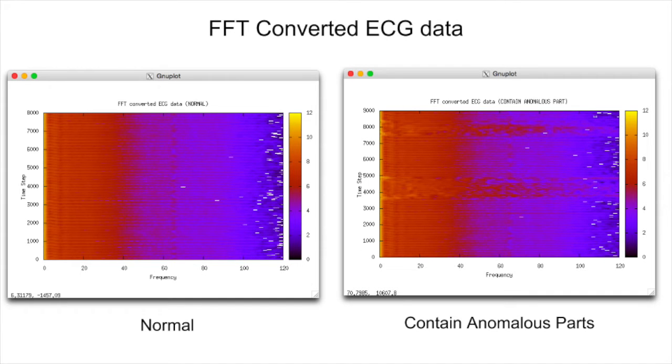This is a visualization of FFT converted ECG data. The left graph is the normal ECG data. The right one contains an anomalous part. The vertical axis is the time step and the horizontal axis is the frequency step. Colors show the value of each frequency. You can see a non-uniform part in the right graph. Actually, the non-uniform part shows the anomaly in the ECG data. Okay, FFT converted data looks great. Let's input it into NuPIC.